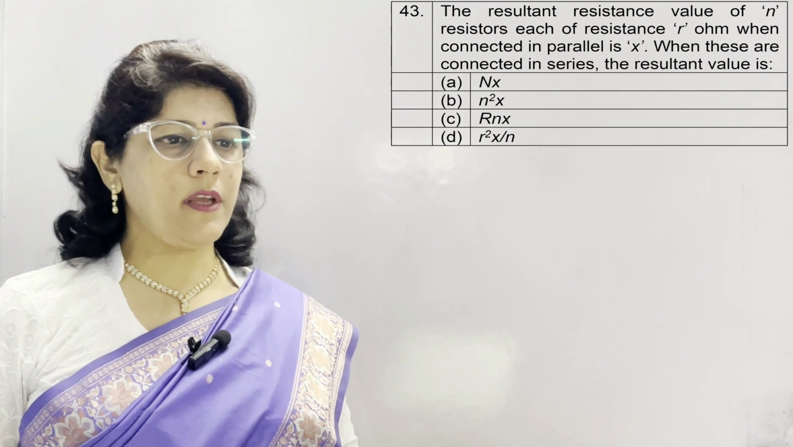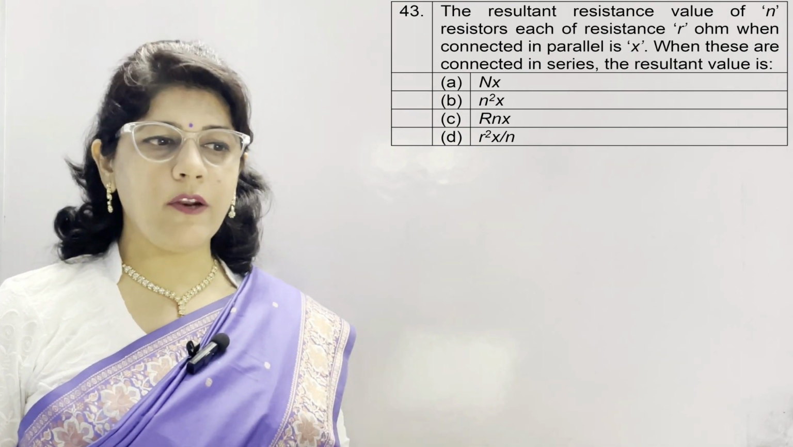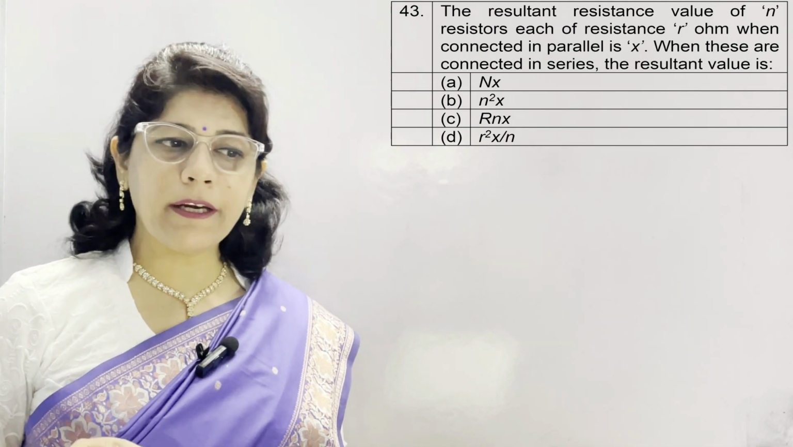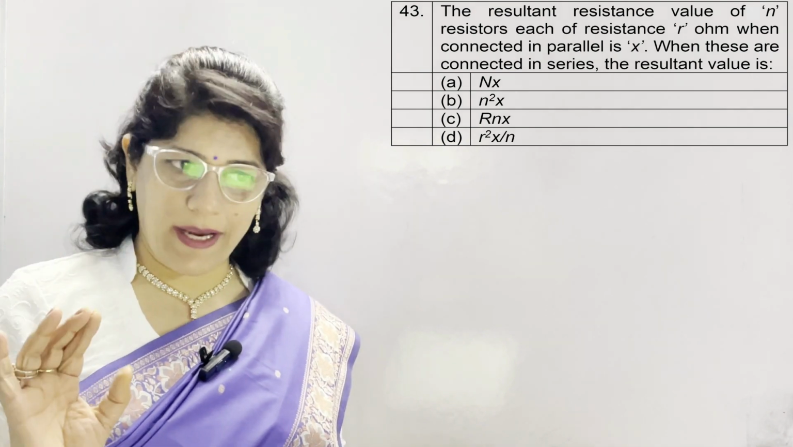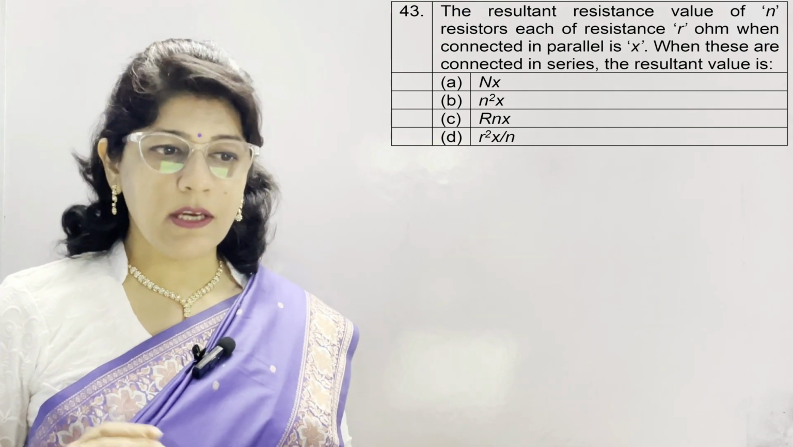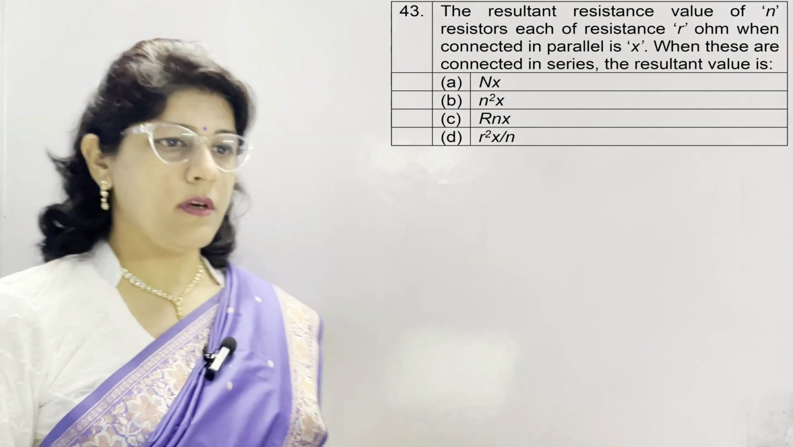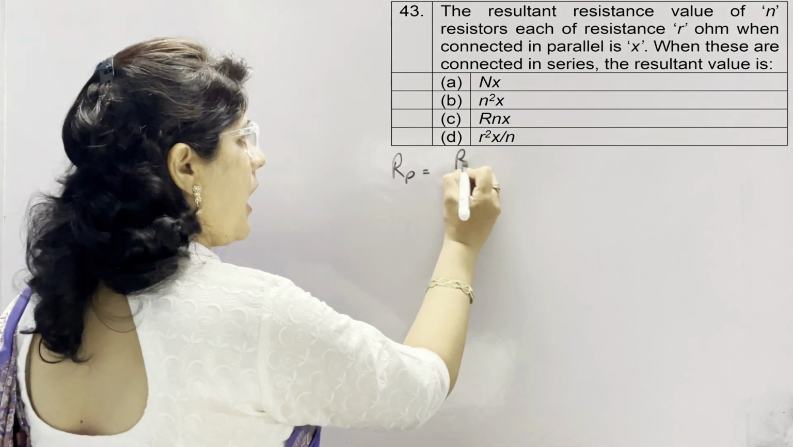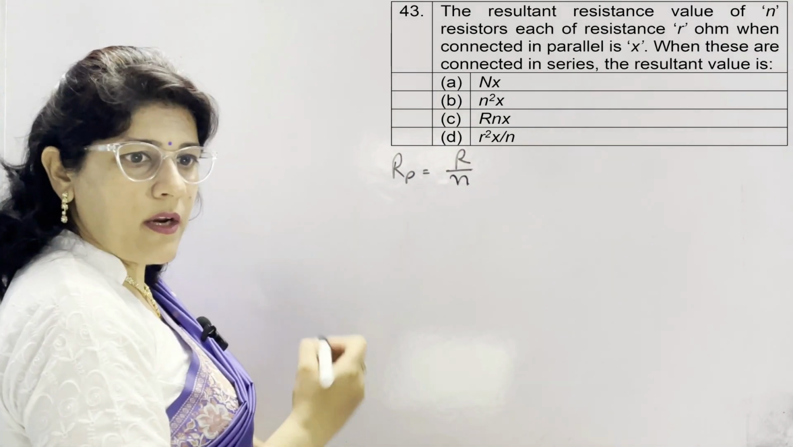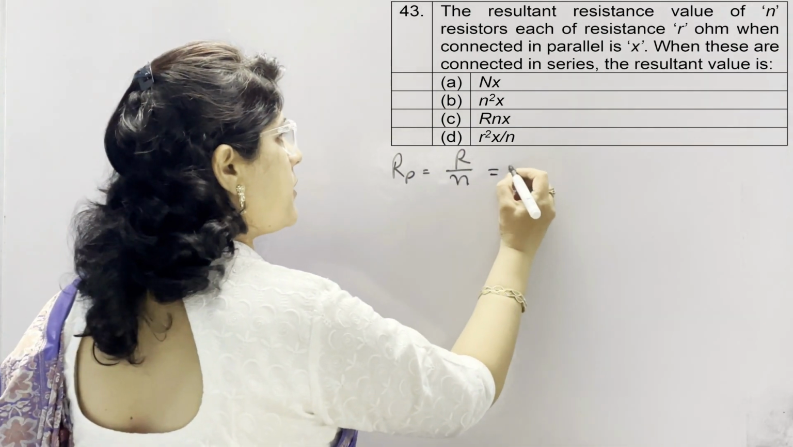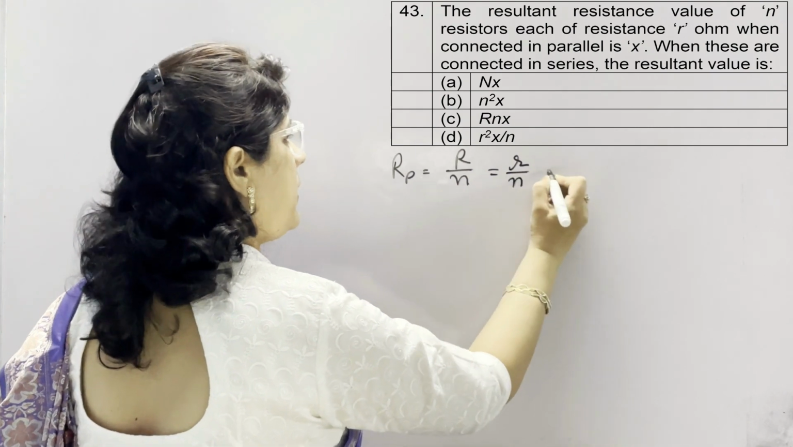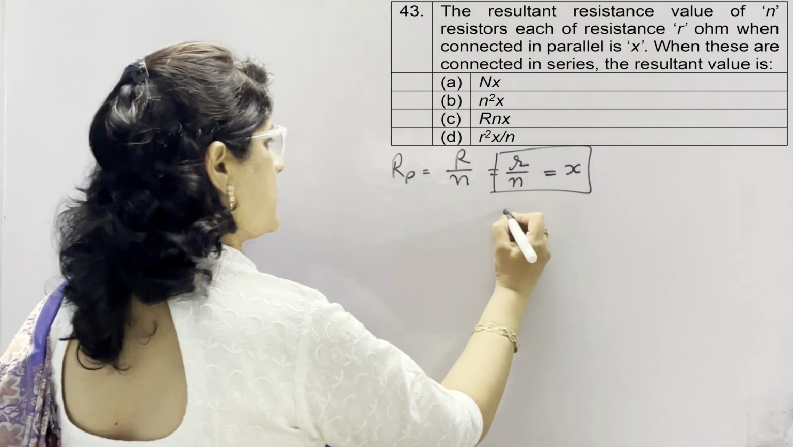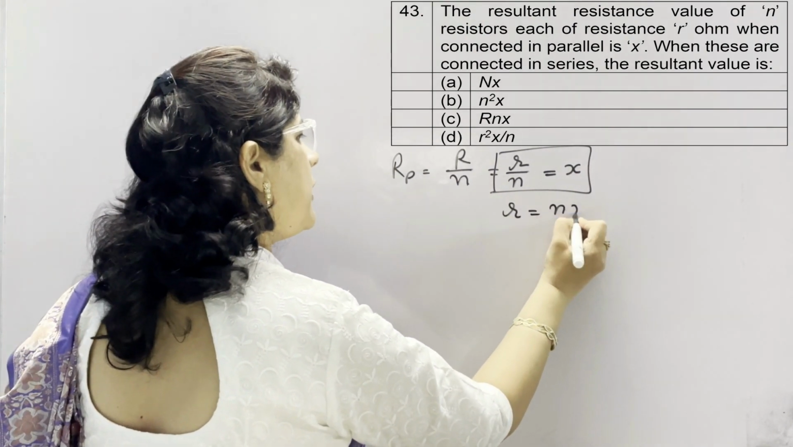In question number 43, the resultant resistance value of n resistors, each of resistance R ohm, when connected in parallel is equal to X. When these are connected in series, the resultant value we need to calculate. So we know that in parallel combination, answer is R upon N. N number of resistors used and value of resistance used is small r, so r upon N is equal to X. So resistance r is N into X.